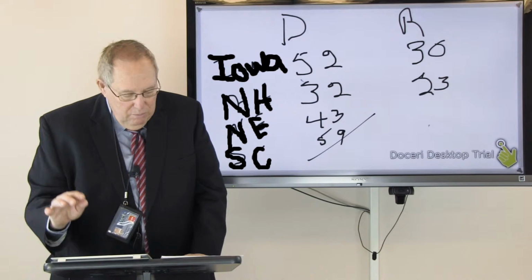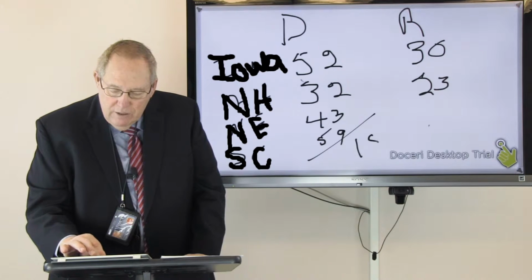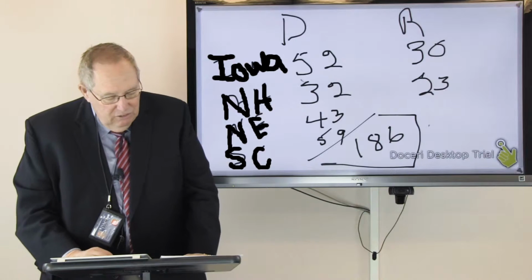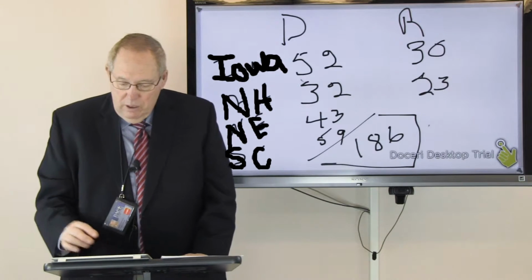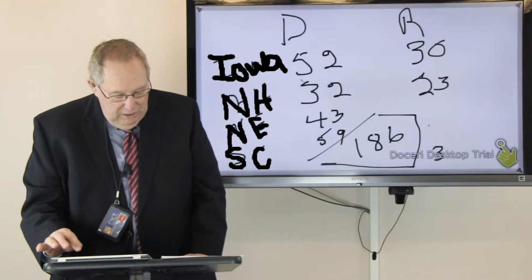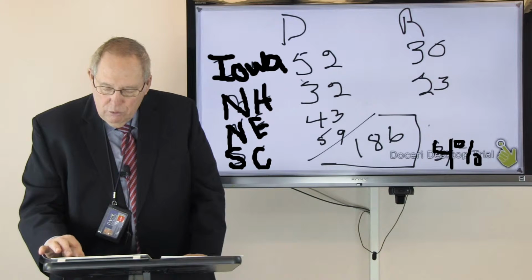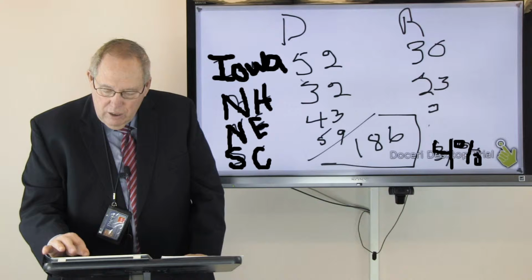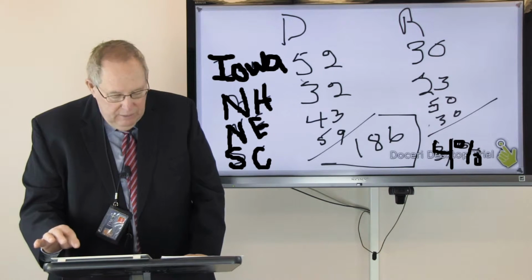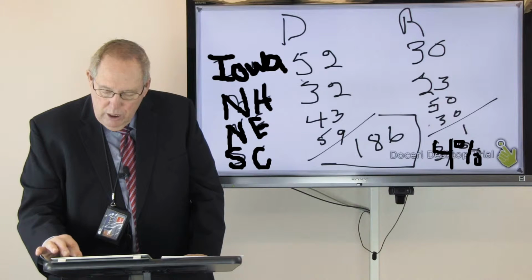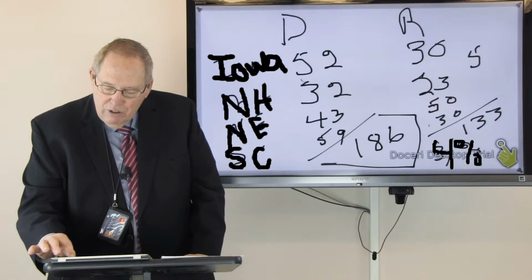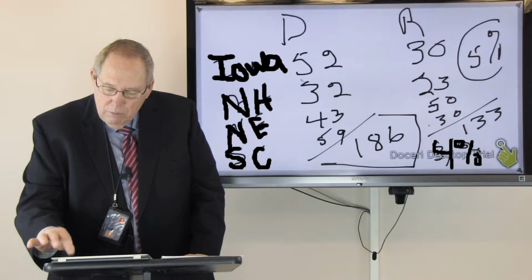So the total number of delegates selected in this month of February, 186 for the Democrats, which is about 3%, about 4% of their total. And for the Republicans, they're picking 50 in South Carolina, they're picking 30 in Nevada. That comes out to 133. And that means about 5% of their delegates were picked in this month.